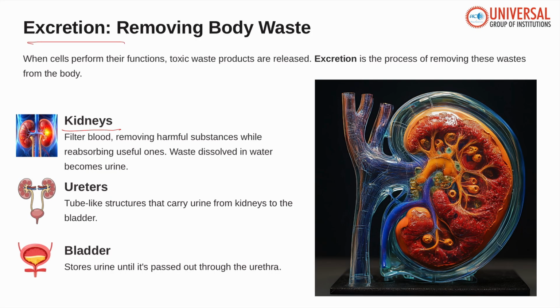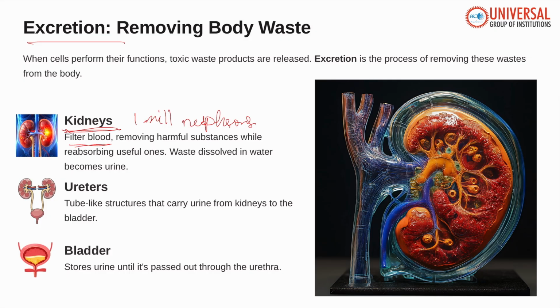The human excretory system consists of four major parts. First one is kidney. The kidneys are the most important organ in this system, where each kidney consists of nearly 1 million nephrons, and a nephron is the structural and functional unit of the kidney.